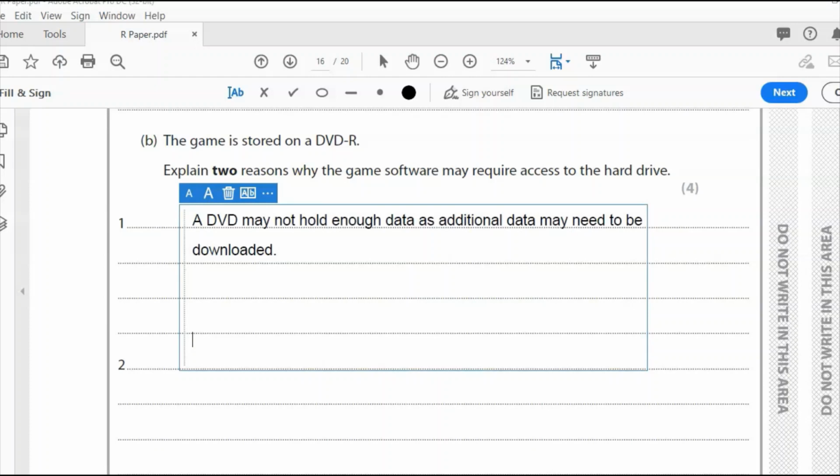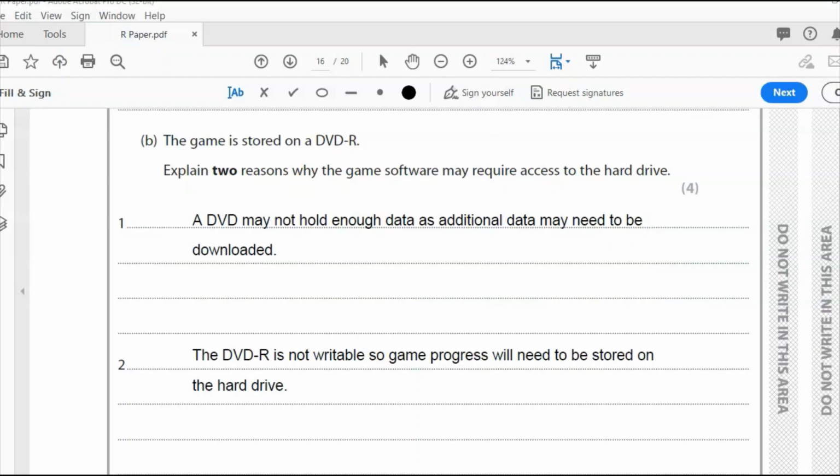Now my second point is going to be that the DVD-R is not writable. DVD-R, so the game progress may need to be stored on the hard drive. So the DVD-R is not writable. DVD-RW is the writable one, by the way. DVD-R is not writable, so game progress will need to be stored on the hard drive.